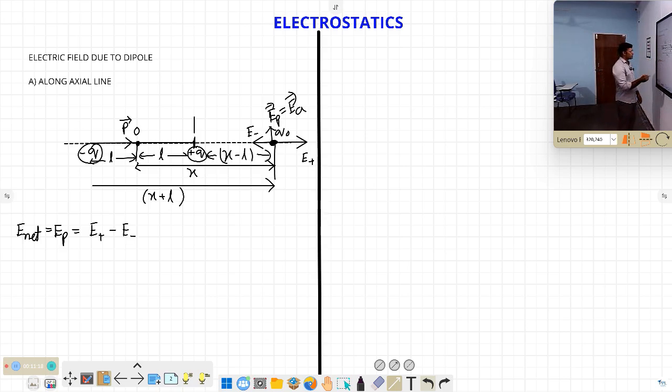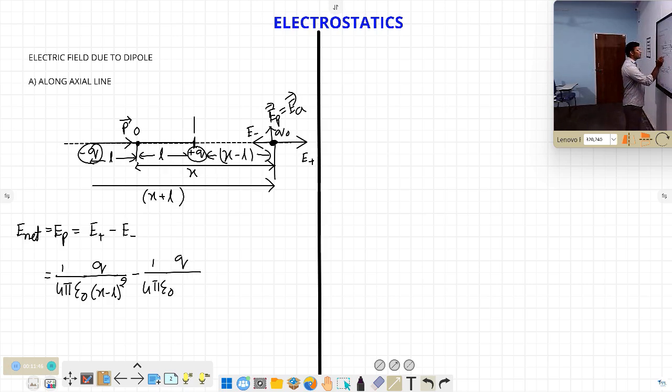Now take the E plus formula. What is the electric field intensity due to the positive charge? According to the formula, the electric field intensity due to any charge at any point is 1 by 4 pi epsilon naught, Q by the square of the distance. The distance is x minus L. Minus, second, the electric field due to the negative charge: 1 by 4 pi epsilon naught, Q by the square of the distance from the negative charge to the point, that is x plus L.